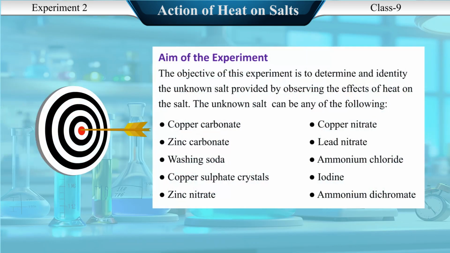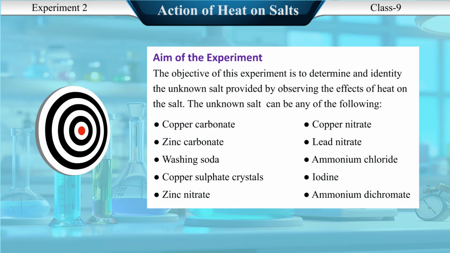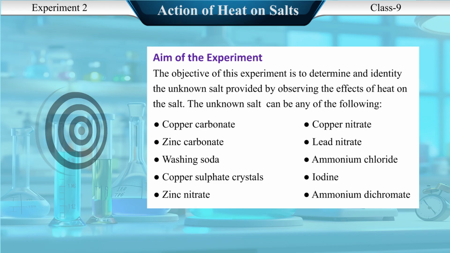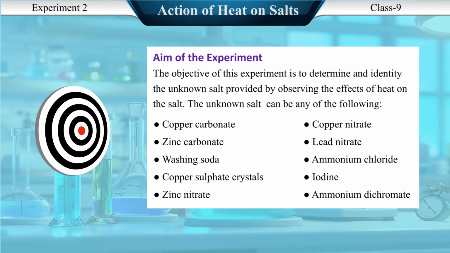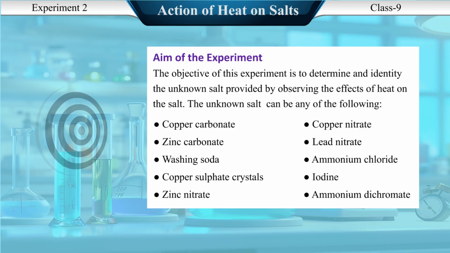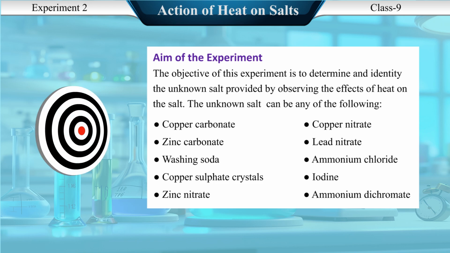Experiment 2. Aim of the experiment. The objective of this experiment is to determine and identify the unknown salt provided by observing the effects of heat on the salt. The unknown salt can be any of the following: copper carbonate, zinc carbonate, washing soda, copper sulfate crystals, zinc nitrate, copper nitrate, lead nitrate, ammonium chloride, iodine, ammonium dichromate.